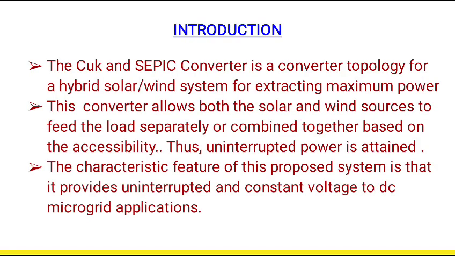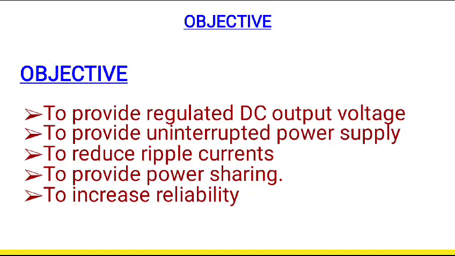The CUK-SEPIC converter is a converter topology for a hybrid solar wind system for extracting maximum power. This converter allows both the solar and wind sources to feed the load separately or combined together based on the accessibility. Thus, uninterrupted power is obtained. The characteristic feature of this system is that it provides uninterrupted and constant voltage to DC microgrid applications.